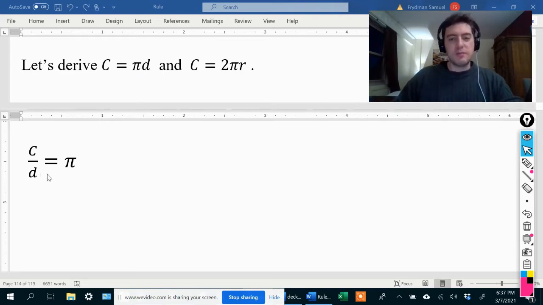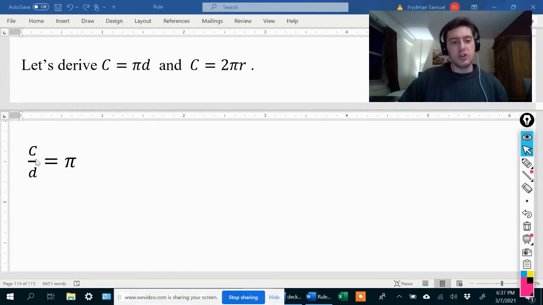Well, let's start with something we already know from a previous video, which is that if we take the circumference of a circle and divide it by the circle's diameter, then we get pi, which is just a number a little bit bigger than 3. And that is true of any circle, no matter how big it is.